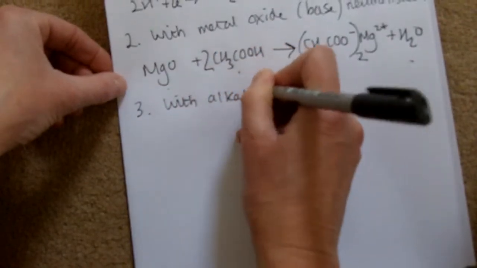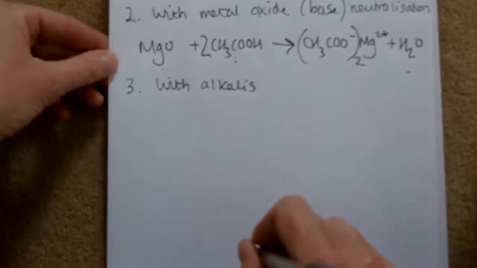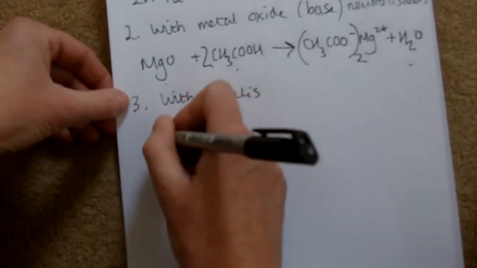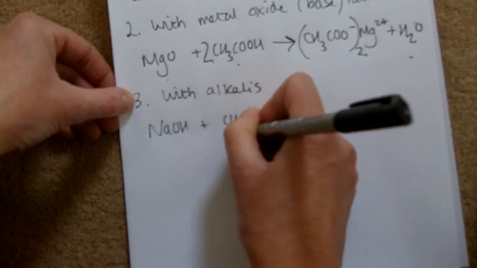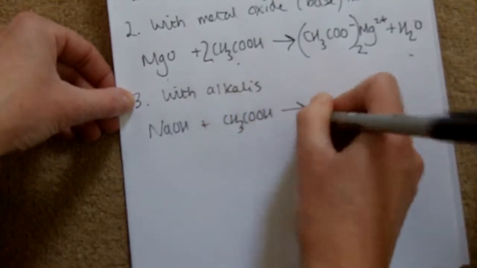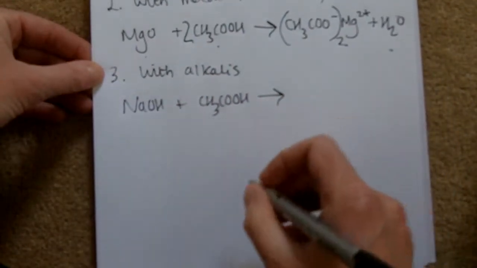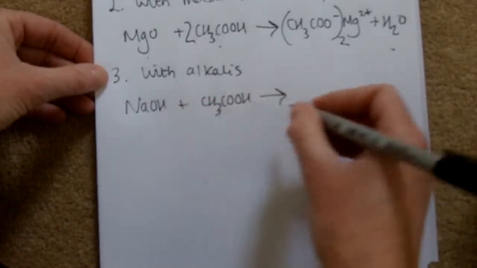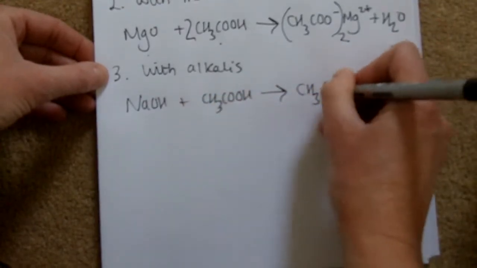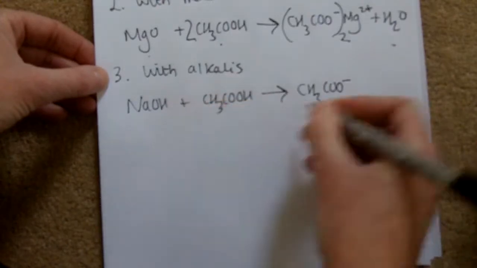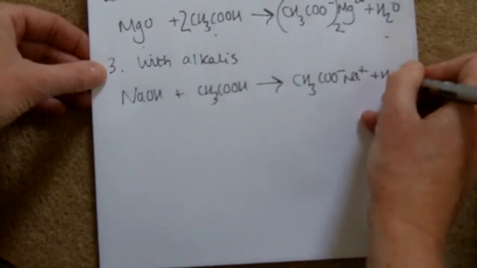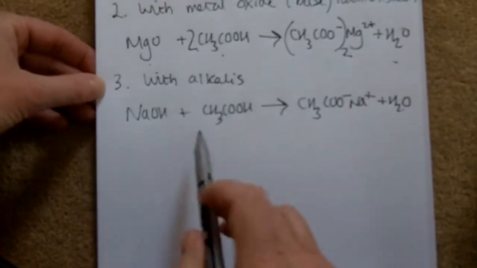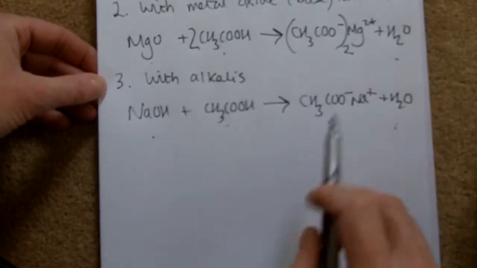What's the reaction with alkalis? If you take sodium hydroxide and methanoic acid, again, an acid and an alkali makes a salt. Life is easier because Na is 1 plus, and we need plus water, so there's no balancing to be done there. An acid and an alkali makes salt plus water.